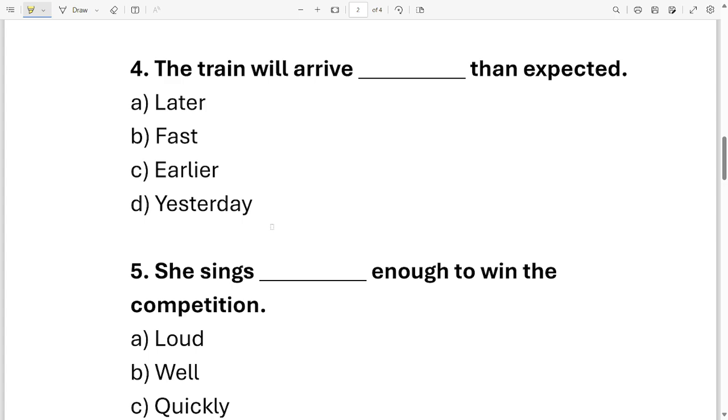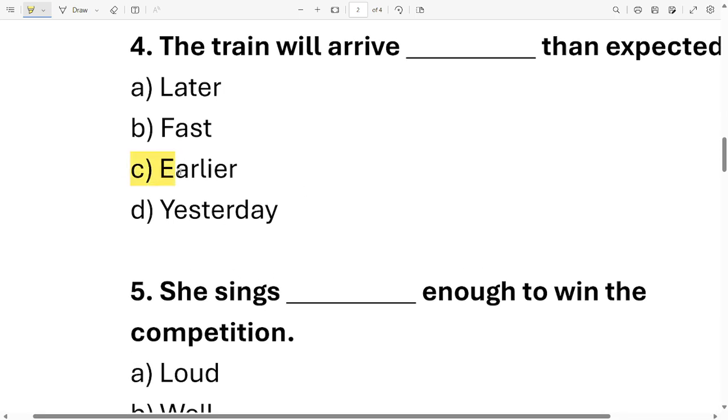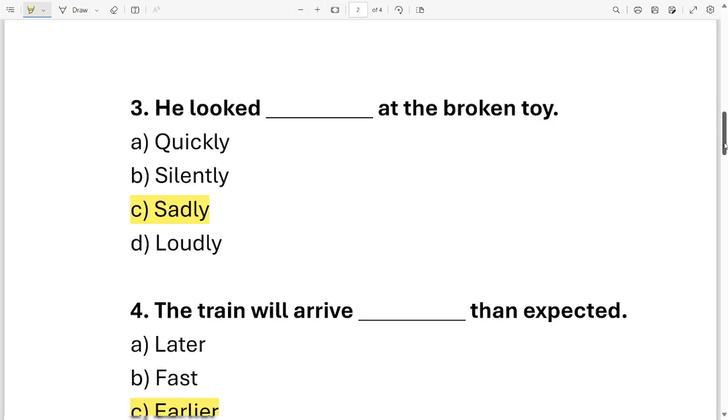Which one is the correct option? Go through your sentence once again. Go through your options. I'm sure you'll be able to find the correct option. What is the correct answer? It is option C, earlier. The train will arrive earlier than expected. Okay, let's move to the next question.